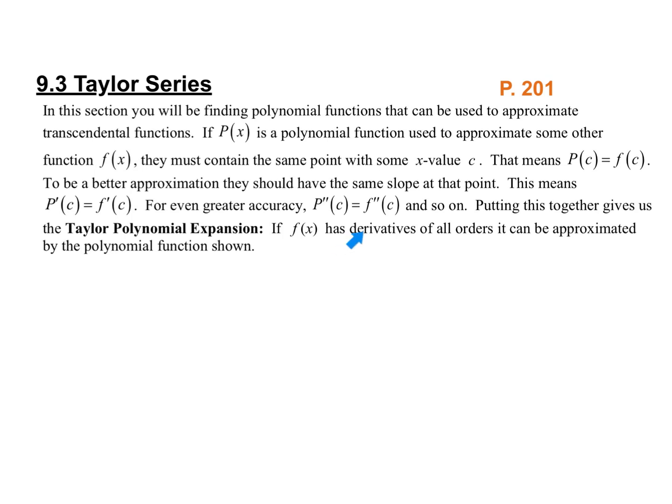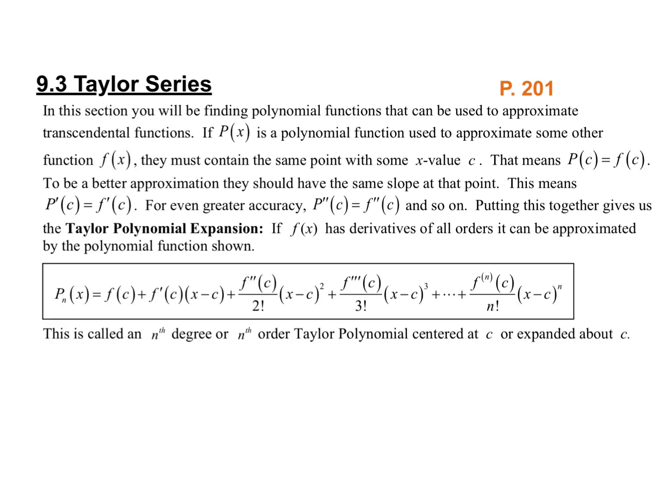If f of x has derivatives of all orders, meaning it's an infinite polynomial, it can be approximated by this function. Drum roll, please. And here we go. The tapping is not working. Of course, there it is. This is called an nth degree or nth order Taylor polynomial centered at c. So let's get into what this actually is.